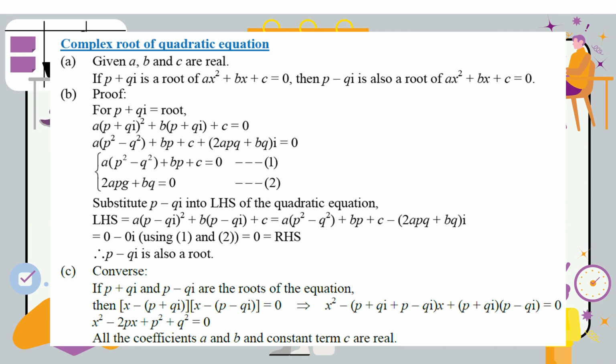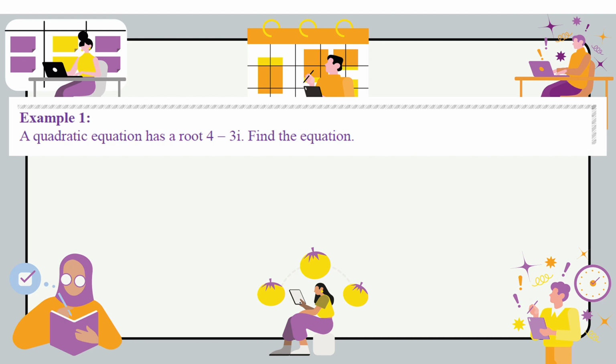Even in paper 3, what we need to do is to use them. For example, a quadratic equation has a root 4 minus 5i. Find the equation. Don't give the hints to others, okay? You know how to do it. Pause the video and work on it. I have confidence in you.